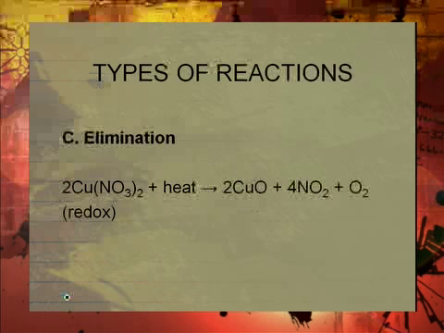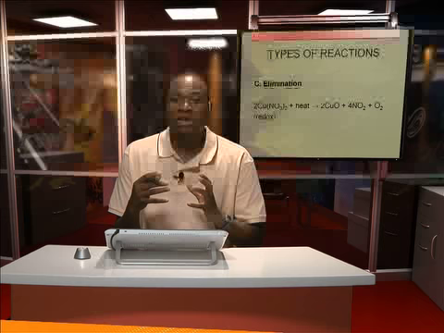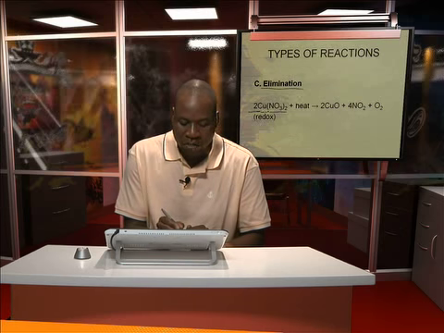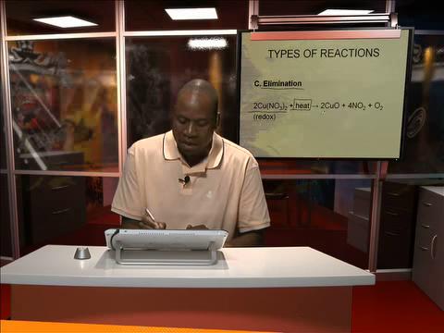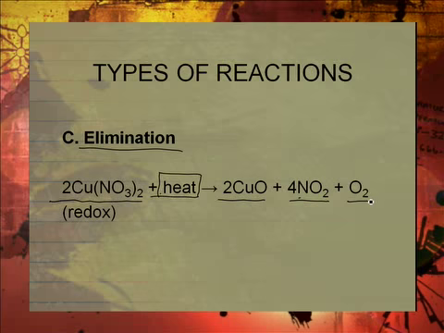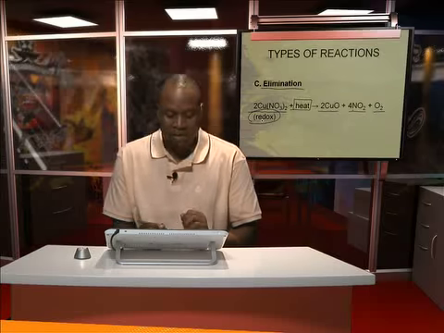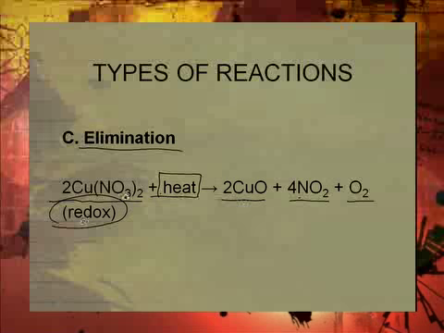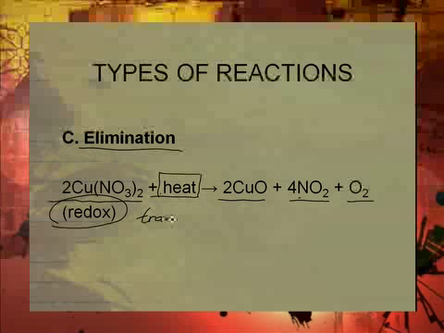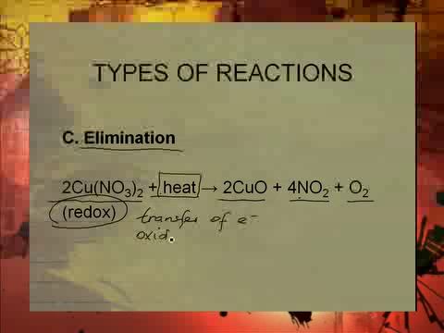Right. The next one and the last one, elimination reaction. If you eliminate something, you take it out completely. So here, look at it. You've got copper nitrate, you heat it up, it becomes copper oxide, you take out the gas nitrogen oxide and some oxygen comes out, and this is also an example of a redox reaction. Here you've got a redox reaction because there is also transfer of electrons, and you also have changes in what we call oxidation numbers.